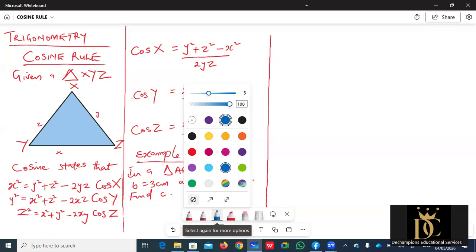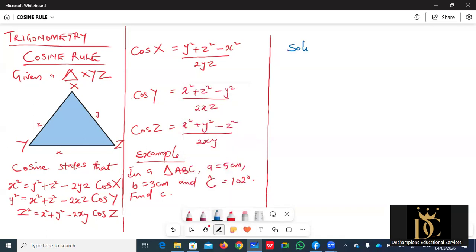So now our solution. We are given this triangle. Let's quickly draw a rough sketch of our triangle. Let's say our triangle is in this form.